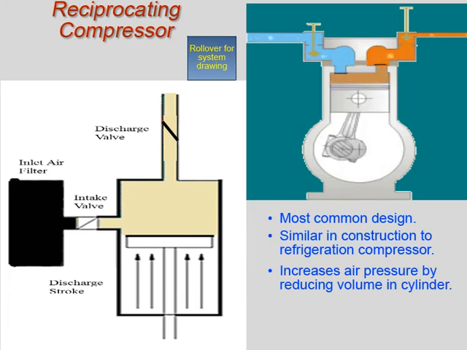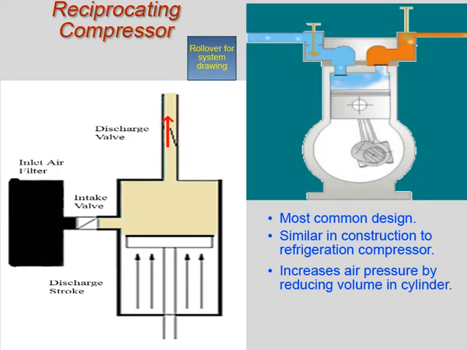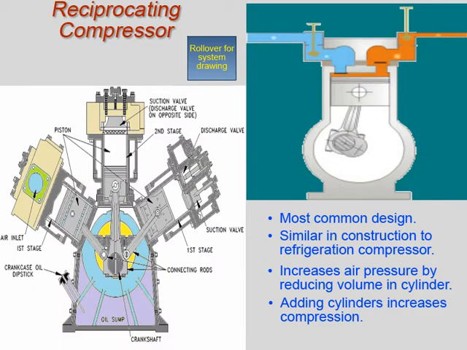When the piston has nearly completed the compression stroke, the air pressure is high enough to force the discharge valve open against spring pressure. Air discharged from the cylinder at this point is at the discharge pressure of the compressor. If higher compression is needed, additional cylinders are added, with each cylinder being smaller than the previous one.